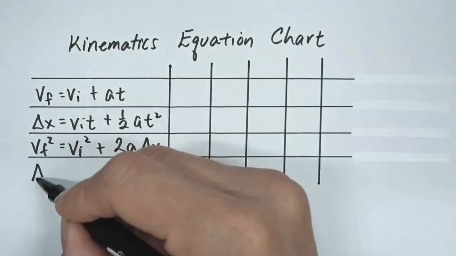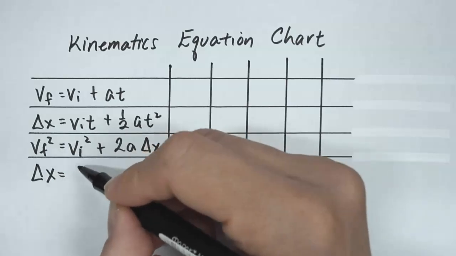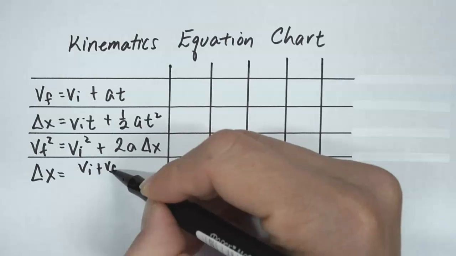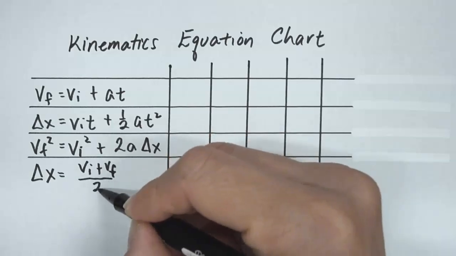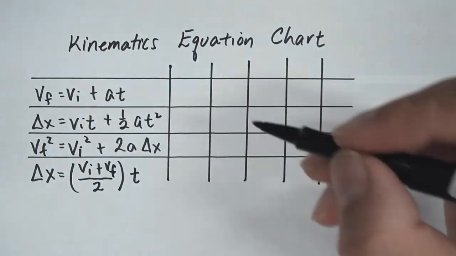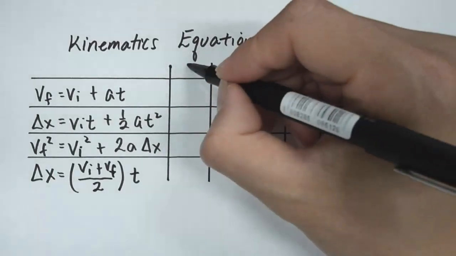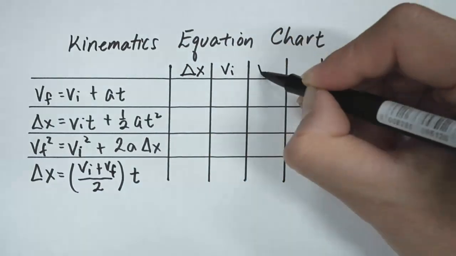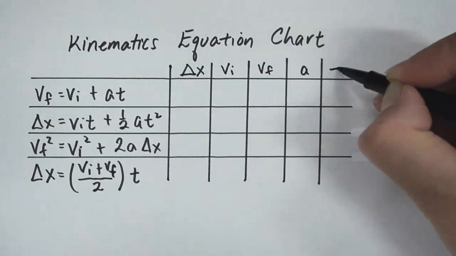And the fourth one is delta x equals (Vi plus Vf) divided by 2 times t. So on the top, we're going to write down the variables. There are five variables: delta x, Vi, Vf, a, and t.